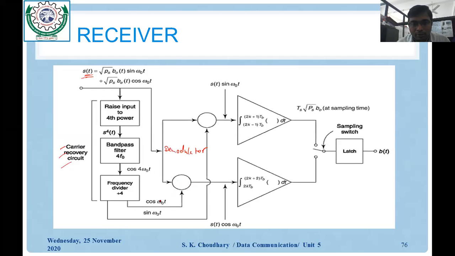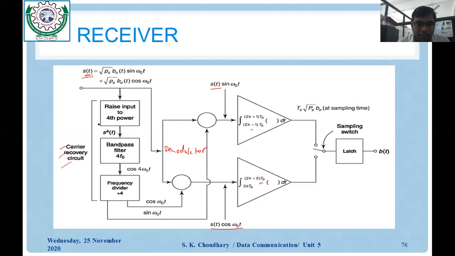The even one uses cos omega naught t, and the odd one uses sin omega naught t. These are multiplied with s(t), giving s(t) cos omega naught t and s(t) sin omega naught t. Further it is fed to the integrator, with limits taken from 2kTb up to (2k+2)Tb for the even and odd signals respectively. This is the even signal, this is the odd signal. And finally we have to see how the bit synchronizer works.